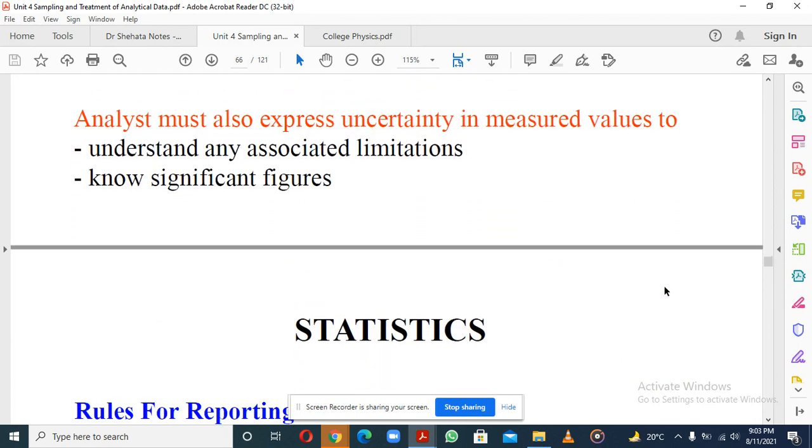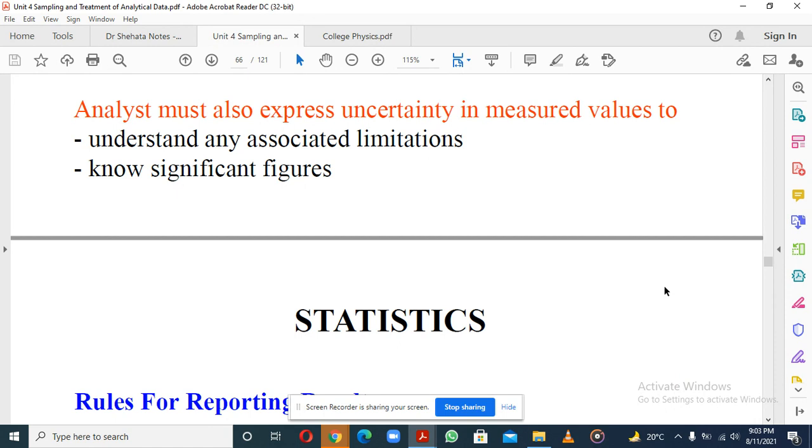Okay, so that's important. And then once you've understood that, you will also be able to say which of these values which I've gotten are very accurate, and what could be the reasons for these differences in accuracy. So you would want to understand all those things. Okay, so that's very important. Then the other thing, the analyst must also express uncertainty in measured values.